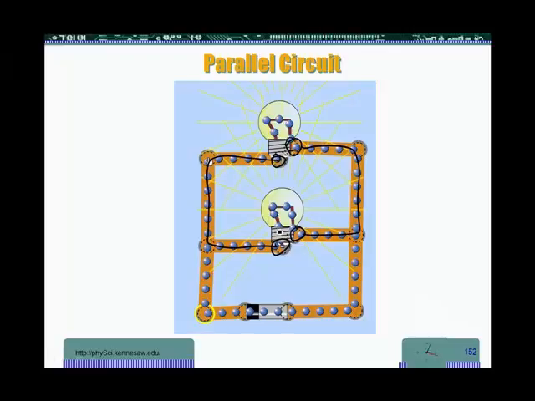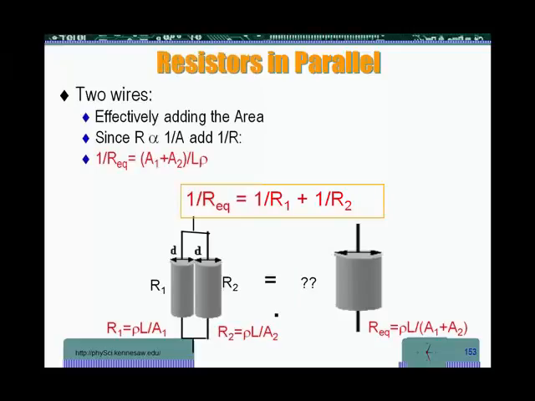Now, these two elements are in parallel with a battery that's feeding the current. Let's think of it like we thought of the other one. Let's start with two wires, one with a diameter D1 and the other diameter D2. So they are different cross-sectional areas. They have the same length. This one has a resistance R1, this one has a resistance R2.